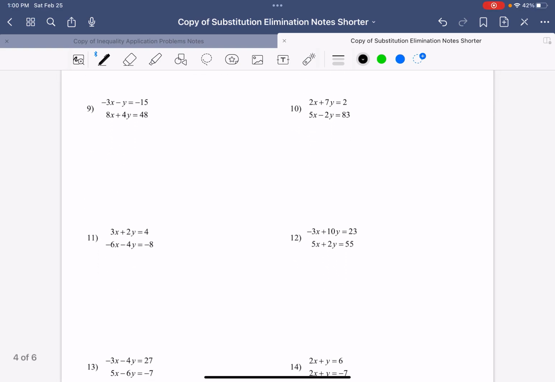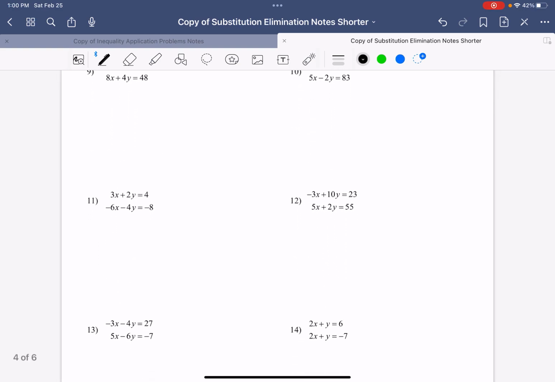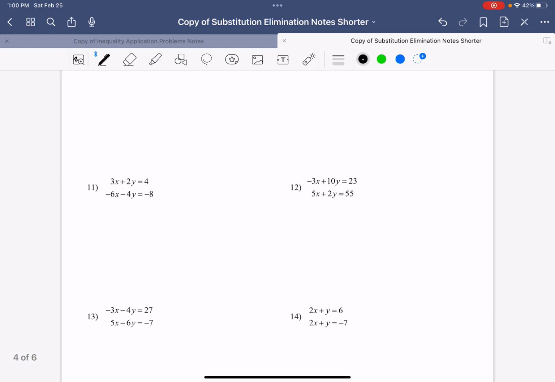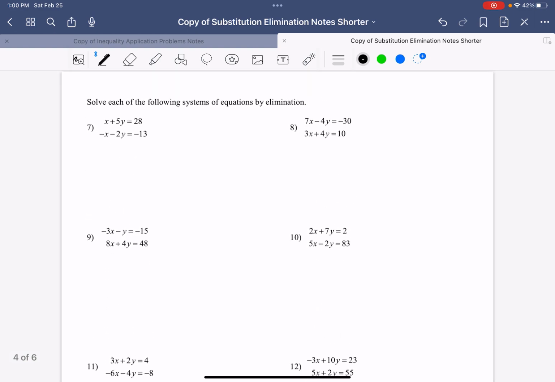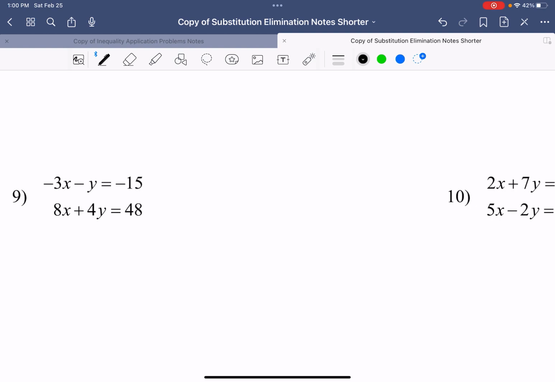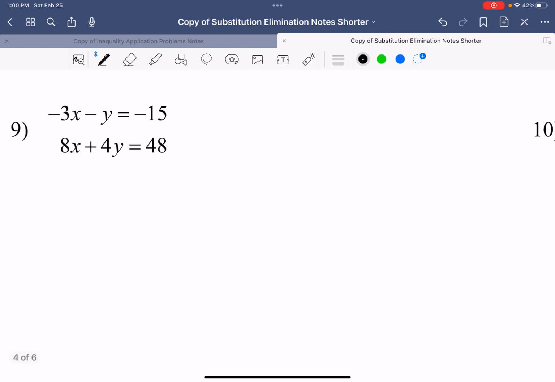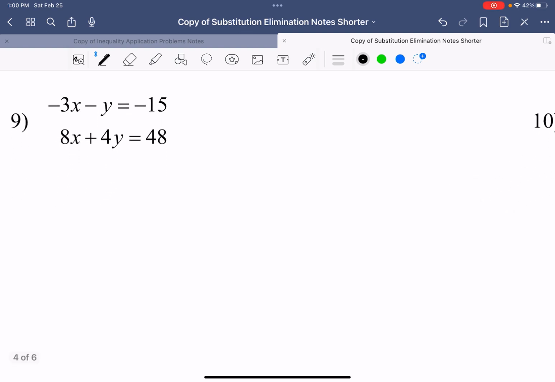Should we do a doubler? How about this one? We'll do number 9 together. Okay, so number 9. This one is not so nice and easy peasy, is it? Because we can't tell what it is that we need to be multiplying, or how we can add or subtract one of these out. Obviously, -3 and 8 can't subtract out, and -y and 4y can't subtract out.